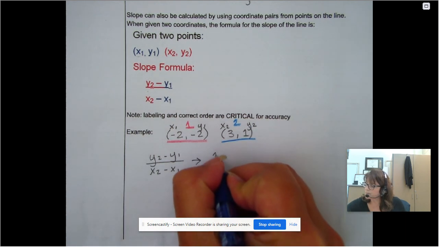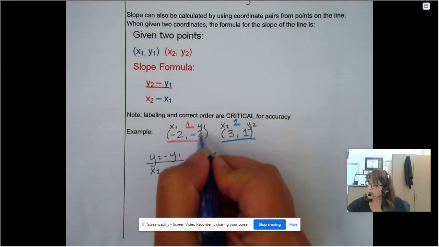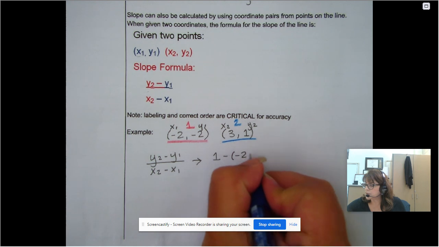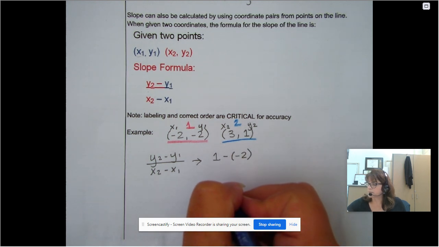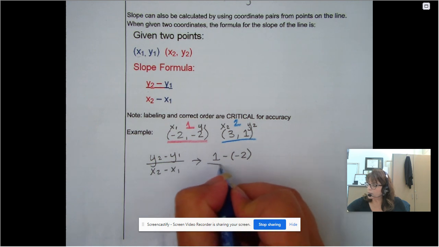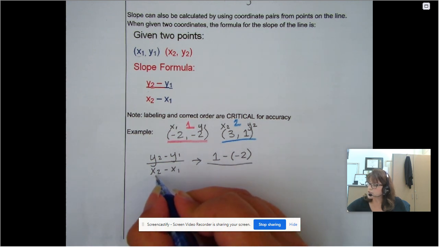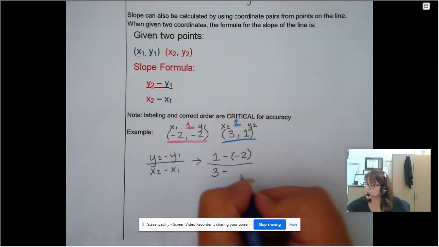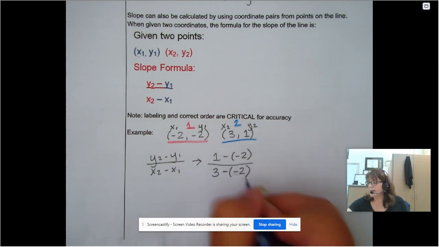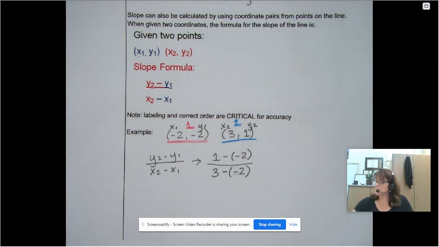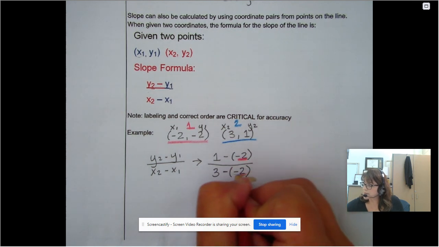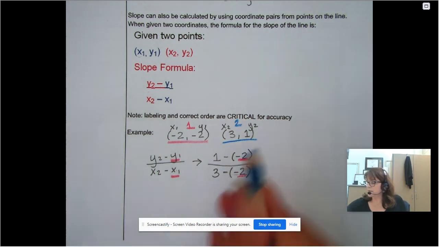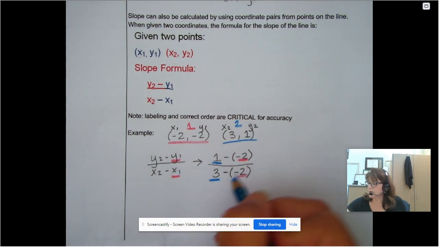y2 is 1. y1 is -2. So minus -2. Over x2 is 3 minus x1 is negative 2. And no, I didn't pick crazy easy numbers because it's important to see that that's not how it works. We don't always get crazy easy numbers.